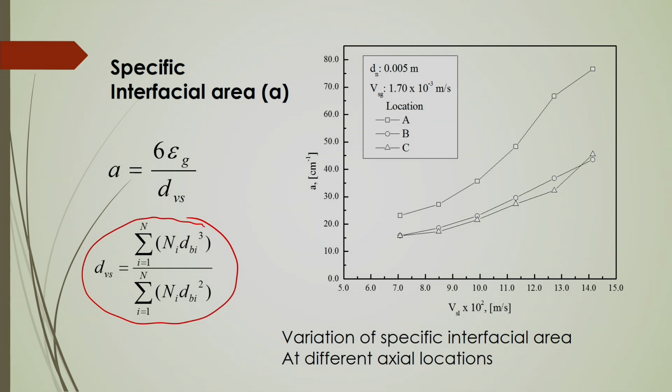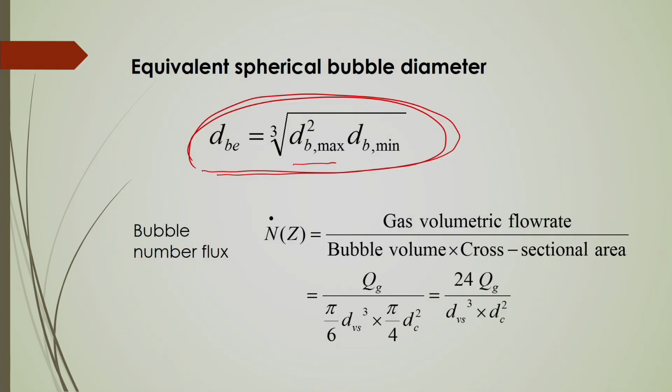Once you know the Sauter mean bubble diameter, based on it you can calculate the number of bubbles produced in that particular column at particular operating conditions. That number of bubbles is denoted by the bubble number flux: the gas volumetric flow rate divided by the bubble volume times the cross-sectional area. You can define it this way, and finally calculate the bubble number flux based on this Sauter mean bubble diameter.